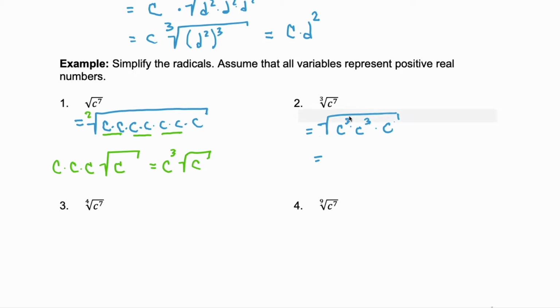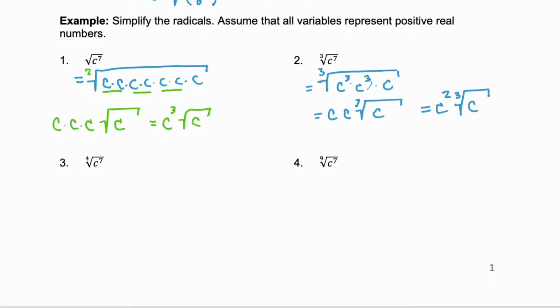Now we have one cube root of c that comes out. We have a second cube root of c that comes out, and that lonely c is left inside. I almost forgot my index of 3. And we can simplify that. The two c's on the outside multiply together to be c squared times the cube root of c.